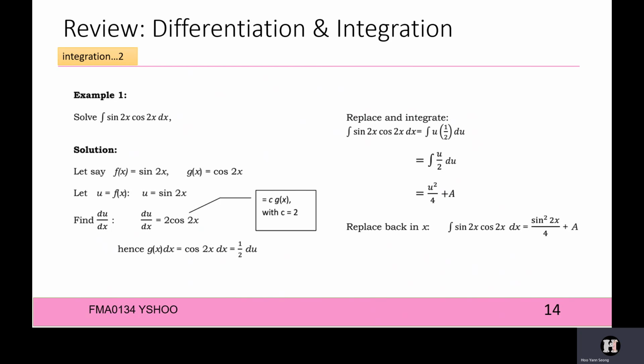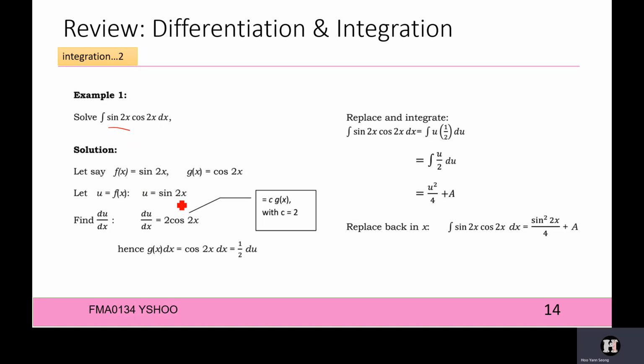Okay, it's not a good example, especially this also. Over here they use u as sine 2x. Definitely you can use your u as cos 2x, because sine differentiated you get cos, cos differentiated you get sine. So both of them are the differentiation or the integration of each other. You can choose either of it.